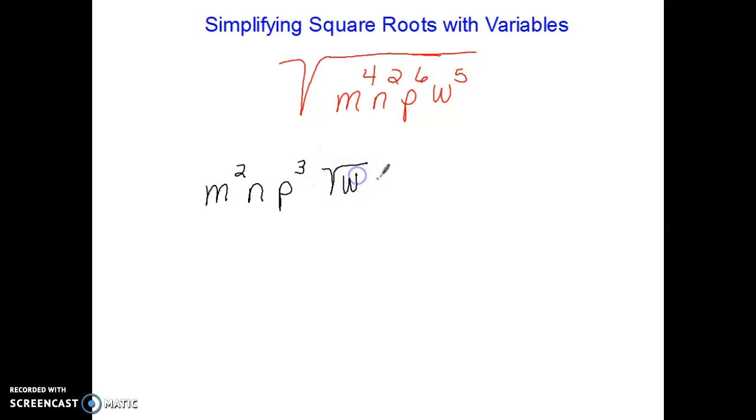Now I have an exponent that's an odd number. So I do need to factor this. And my largest even number just below 5 is a 4. So I'm going to factor this as w to the 4th power and w to the 1st power. W to the 4th is a perfect square. So I can do the square root of that, and that would just be my exponent of 4, cut in half, so that means its square root is w to the 2nd. My other w to the 1st does not simplify, so that w just remains under the square root symbol.